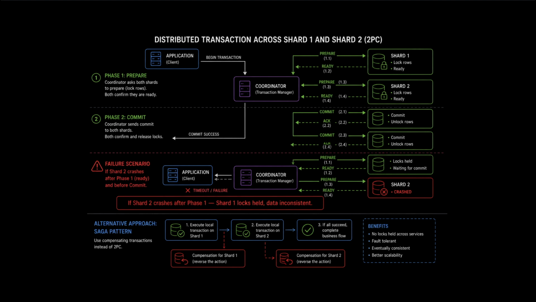The problem is failure scenarios. That is, if one shard goes down between phases, you have partial commits and locked rows. The latency overhead is also real, and most high-scale systems avoid cross-shard transactions entirely by designing their data model so related data lives on the same shard.